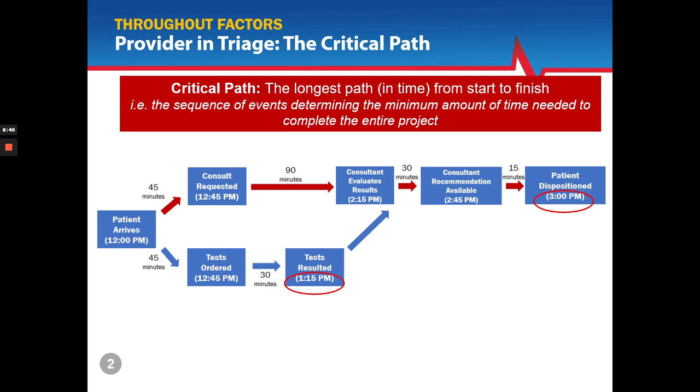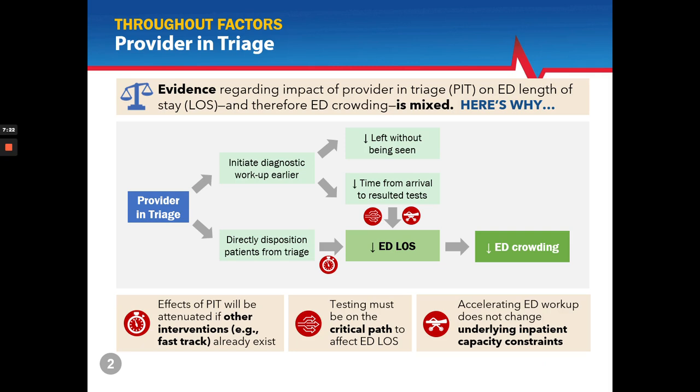The problem is it's going to take at least 90 minutes in this hypothetical scenario from the time we request a consult until the time that the consultant looks at those results anyway. So it's going to be 2:15 before the consultant looks at the results of these tests. So it doesn't really matter whether we get those tests back at 1:15 versus 12:45. Either way, this is the critical path. The consultant's going to evaluate the results, and then the patient is still going to be dispositioned at 3 p.m., no matter how early those tests result. So with this provider in triage intervention, in this particular scenario, we made no difference in how long the patient spent in the ED, and therefore made no difference in ED crowding.